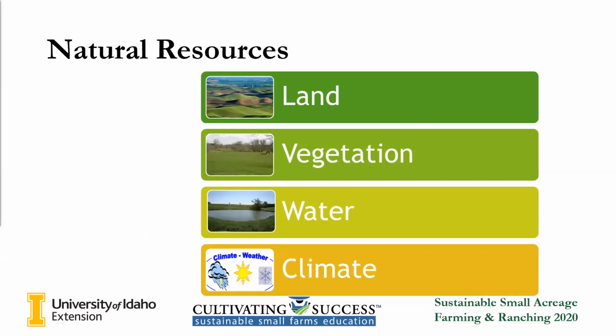So in terms of natural resources, there's land and topography, there's soil, what types of soil resources you have. So soil texture, plant vegetation, water resources. This includes groundwater, irrigation, and so forth. Climatic considerations, like what's your plant hardiness zone, and so forth. Next, please.